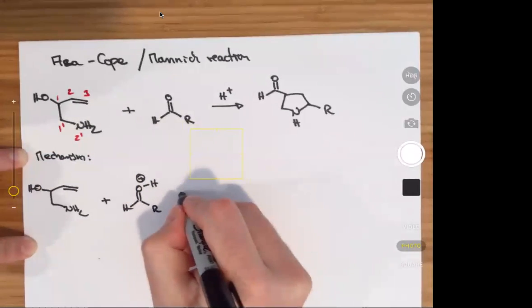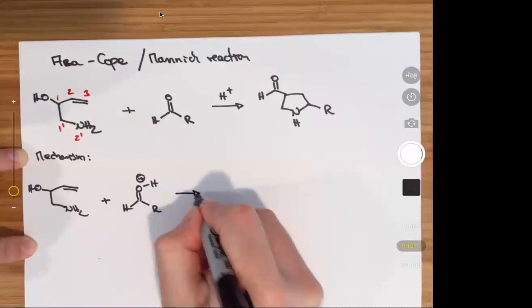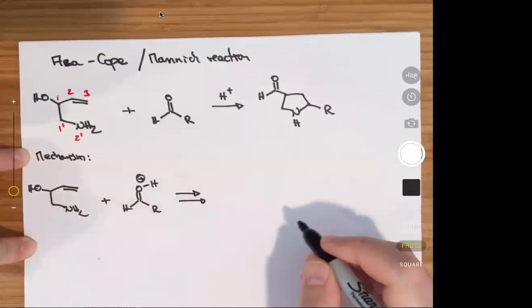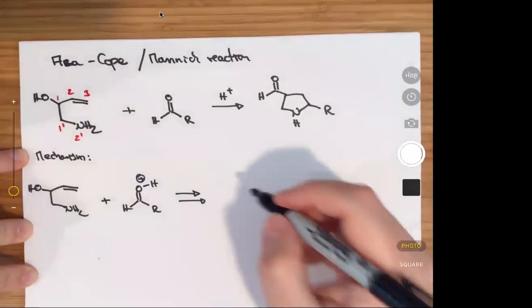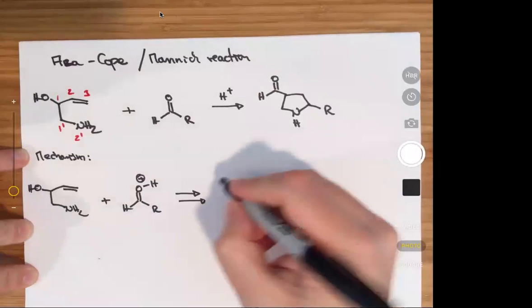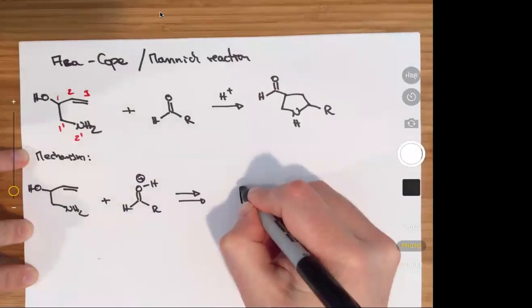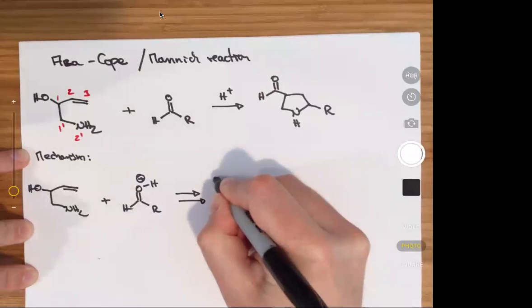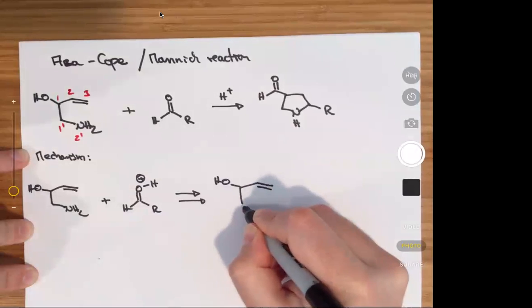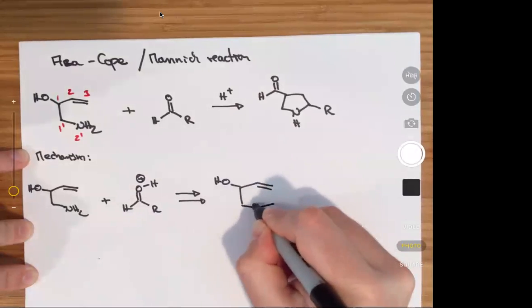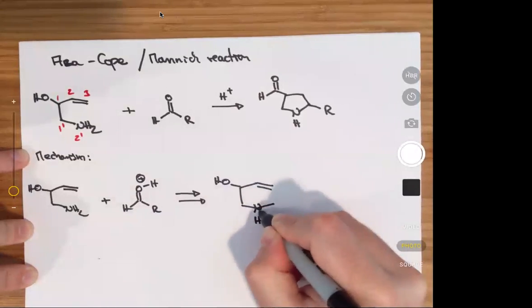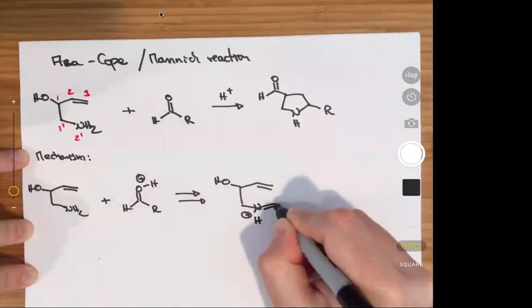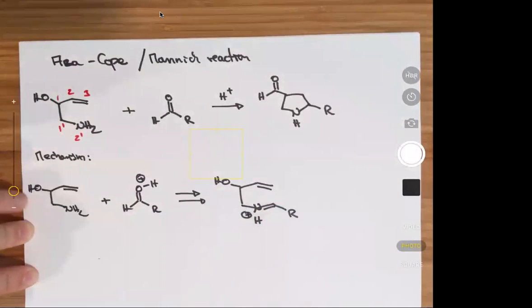And I'm not going to go into all the details of these steps. We have done imine condensations many times. I'm just going to draw directly the expected product from that. So that's going to be the OH, the iminium ion, positive charge here, and then R out here.